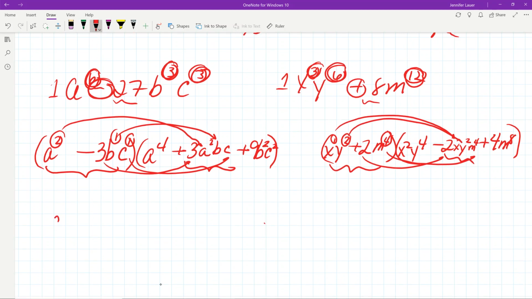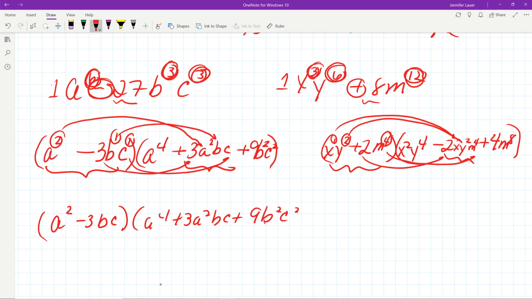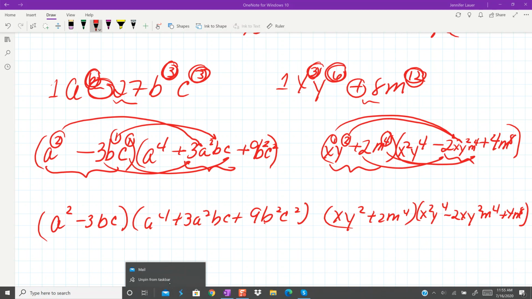So our final answer here is a squared minus 3bc, a to the fourth plus 3a squared bc plus 9b squared c squared. And then this one would be xy squared plus 2m to the fourth times x squared y to the fourth minus 2xy squared m to the fourth plus 4m to the eighth. And that is it. That's cube rooting. Cube rooting. Is that even a word? I don't know.